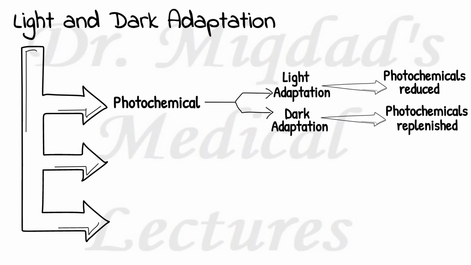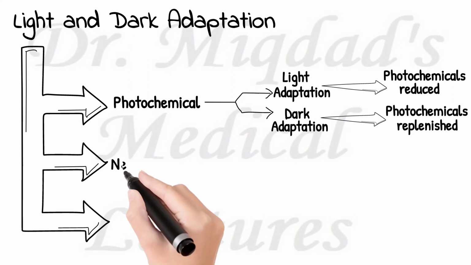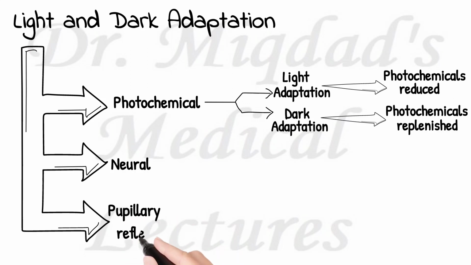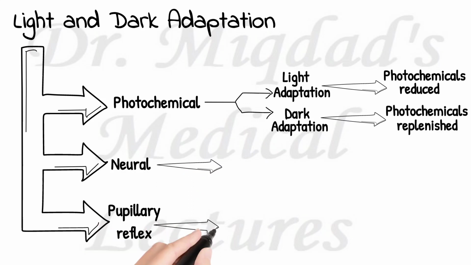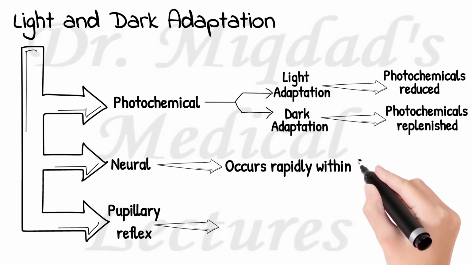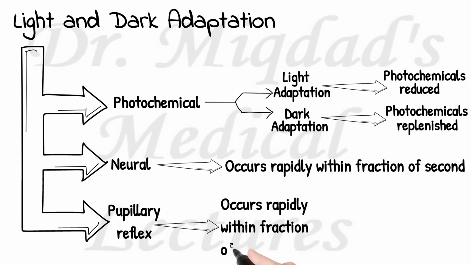The other two adaptation processes are neural adaptation and adaptation by altering the pupillary diameter. These latter two processes are very rapid and occur within fractions of a second. But compared to the photochemical system, they are less effective. Now let's come to neural adaptation. Neural adaptation involves neurons in the successive stages of the visual chain in the retina and in the brain.